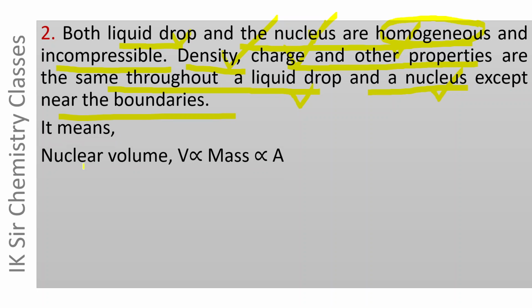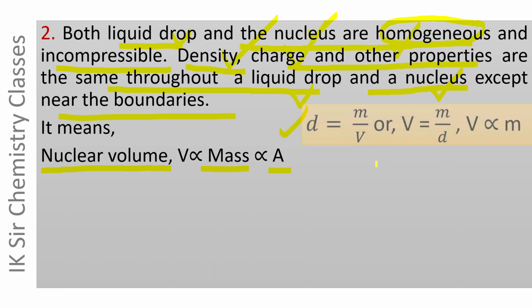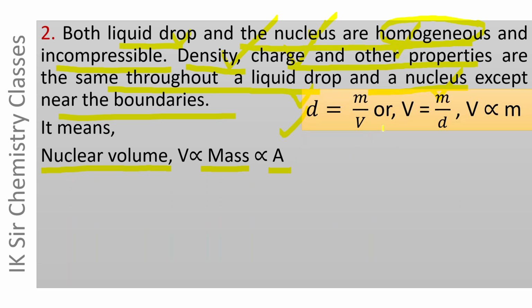It implies that the volume of the nucleus will be directly proportional to its mass, and mass is directly proportional to mass number. It can be seen as follows: D equals m by V, or volume is equal to m by D. Since density is constant for nucleus or liquid drop, volume will be directly proportional to mass. Volume is directly proportional to mass and mass is directly proportional to mass number.